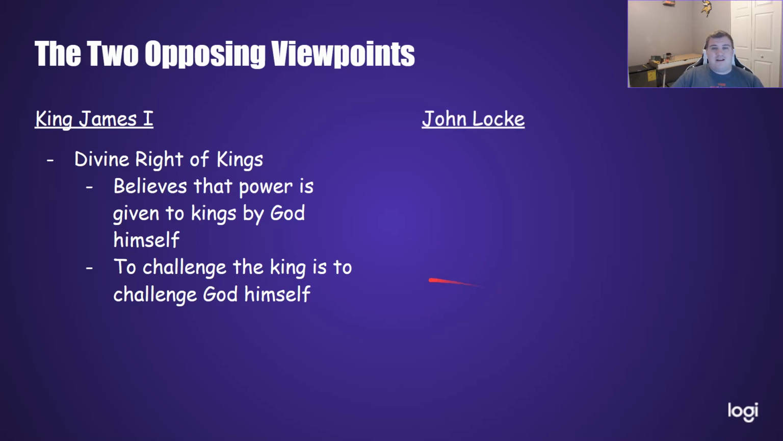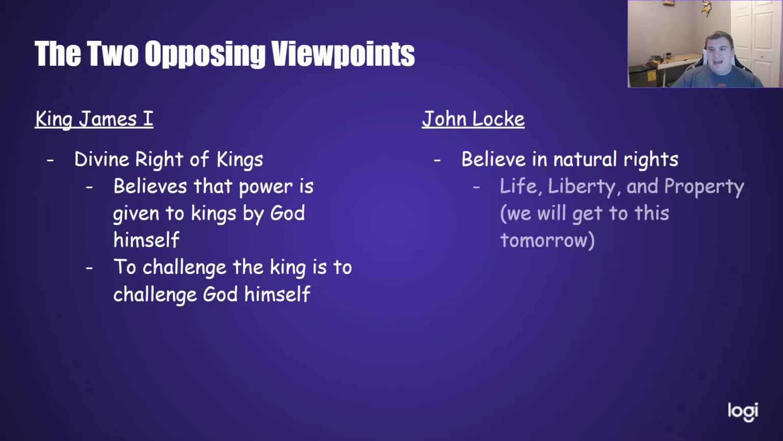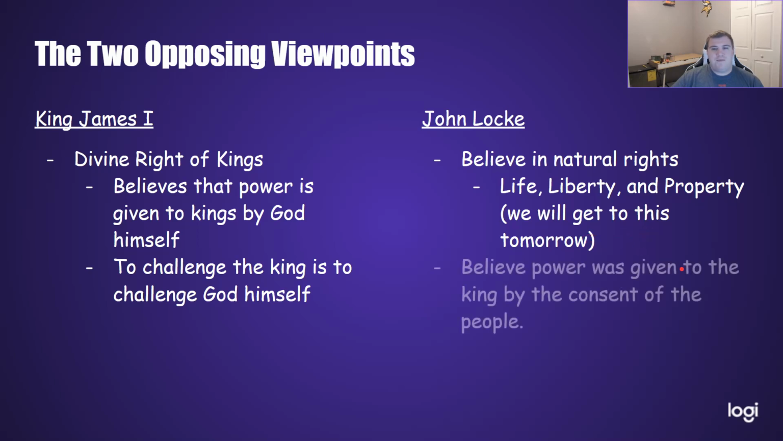Now, John Locke is going to actually do this. When John Locke challenges this, he believes in something called natural rights. We all know this already, but it's life, liberty, and property, and we'll get into more of this tomorrow. But he believed that the power wasn't given to the king by God. The power was given to the king by the consent of the people that he is ruling. And so we get this very challenging viewpoint between these two people.